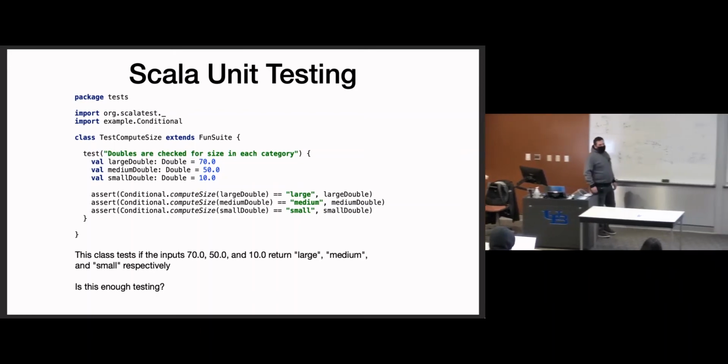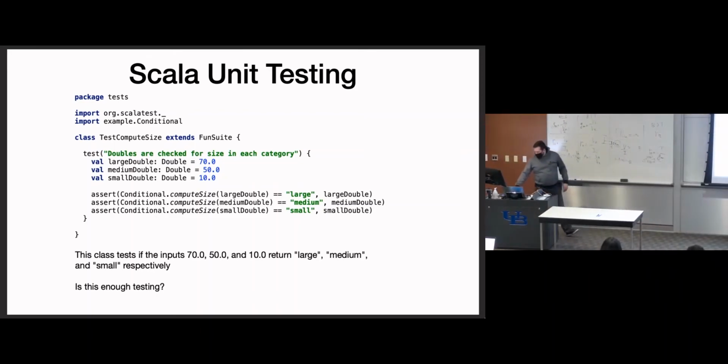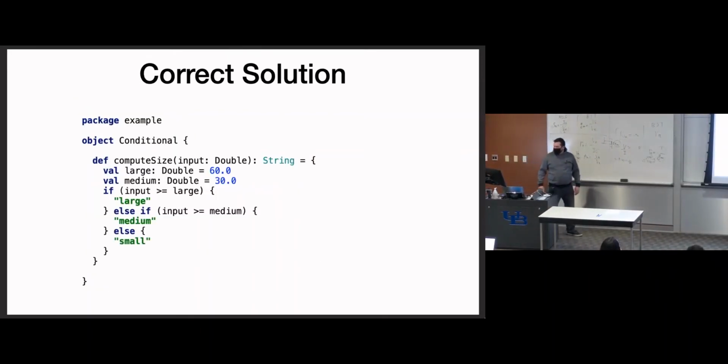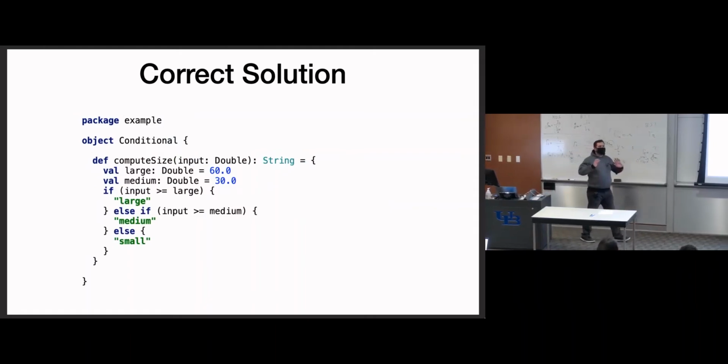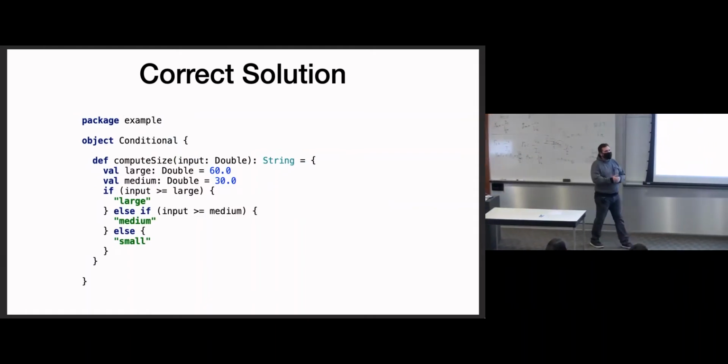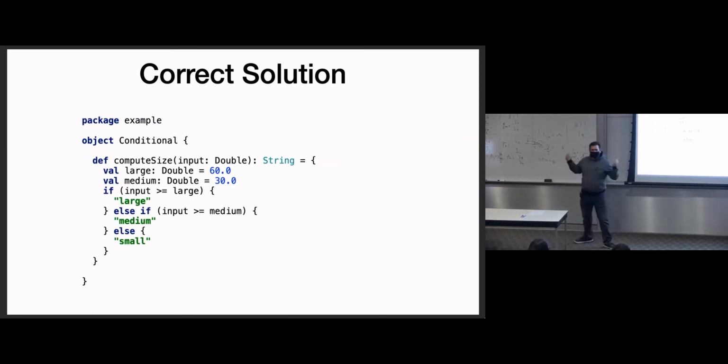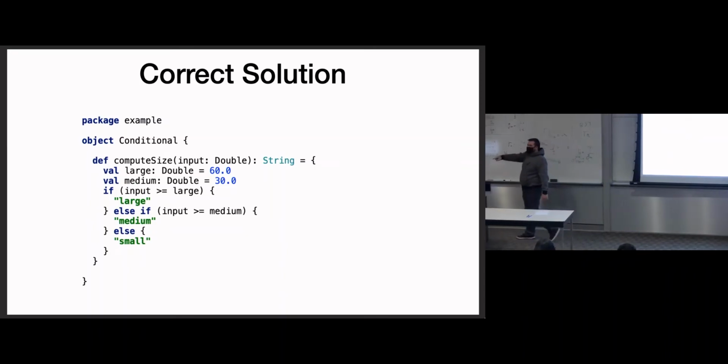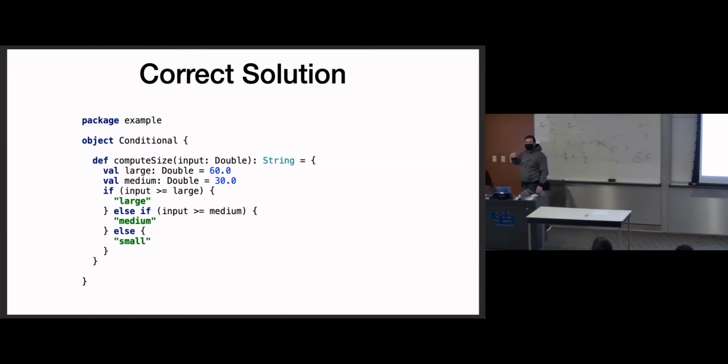So I don't like this test suite. Let me tell you exactly why. Here's the correct solution. It has the correct boundaries, 60 and 30. Everything is good. Run that test suite against this code, and that test suite will pass this code because it passes all three of those test suites.